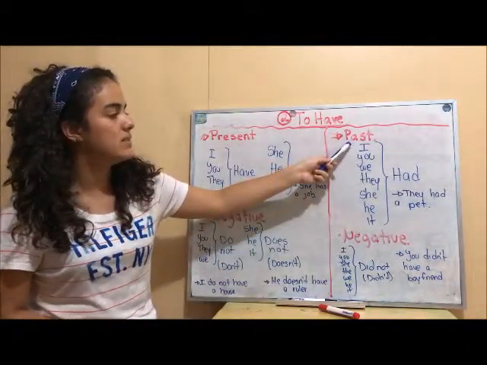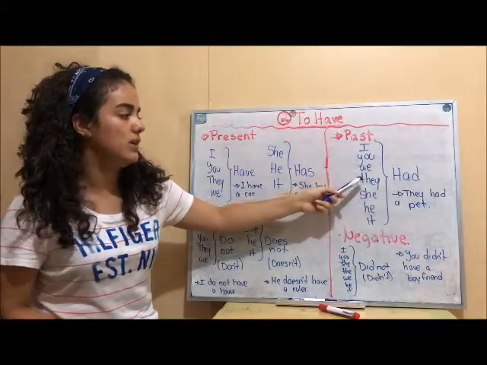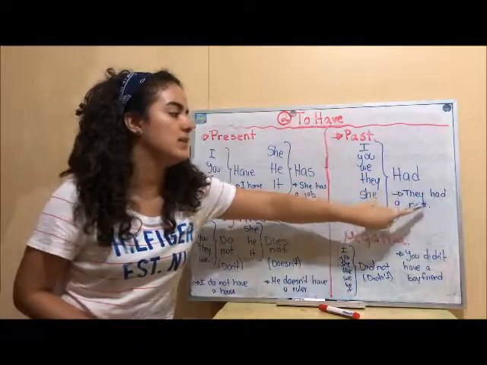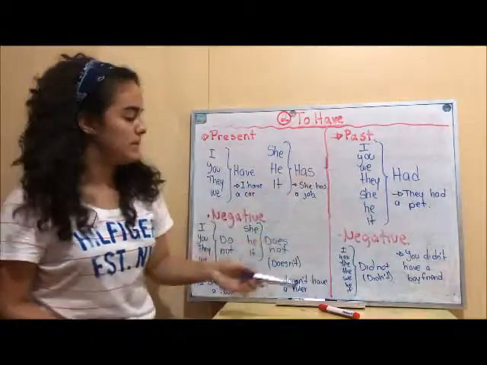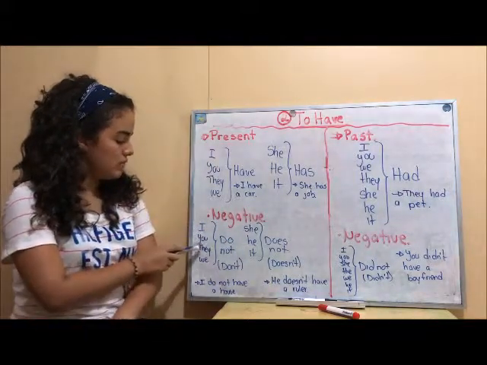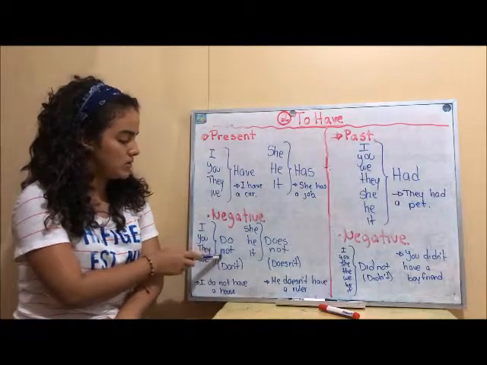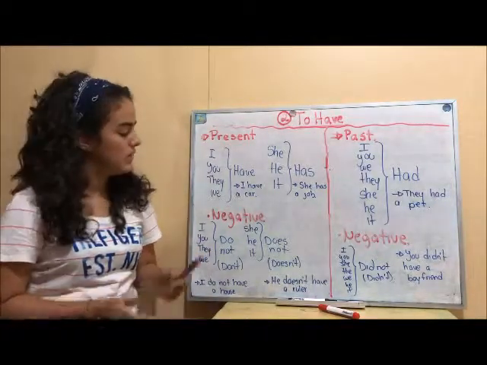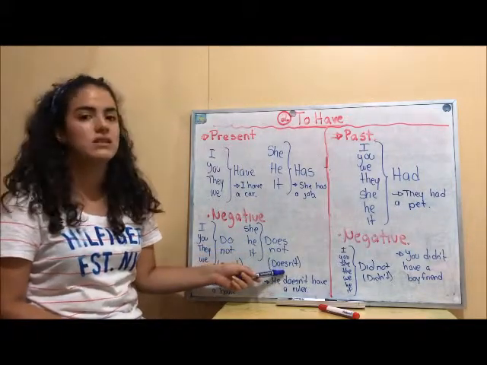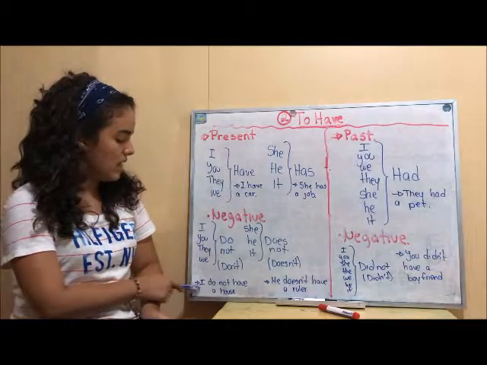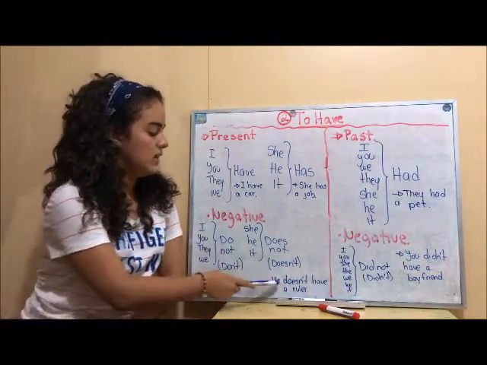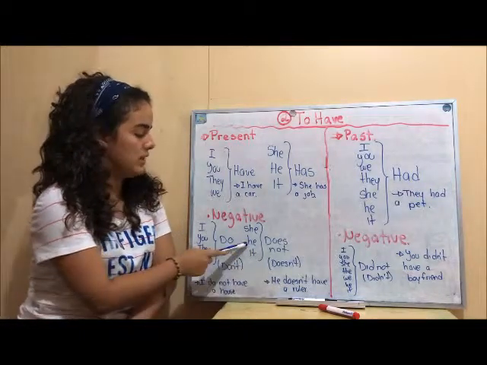And now for past, for I, you, we, they, she, he, and it, we have the verb had. They had a pet. Now for negative, in present, for I, you, they, and we, we have do not, or the contraction don't. And for she, he, and it, we have does not, and the contraction doesn't. So for example, I do not have a house, and he doesn't have a ruler.